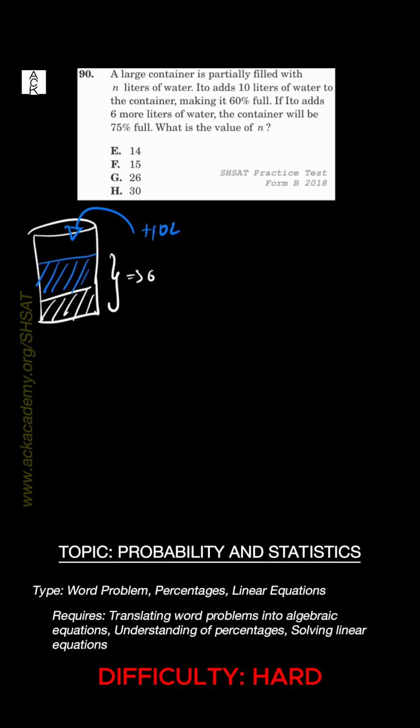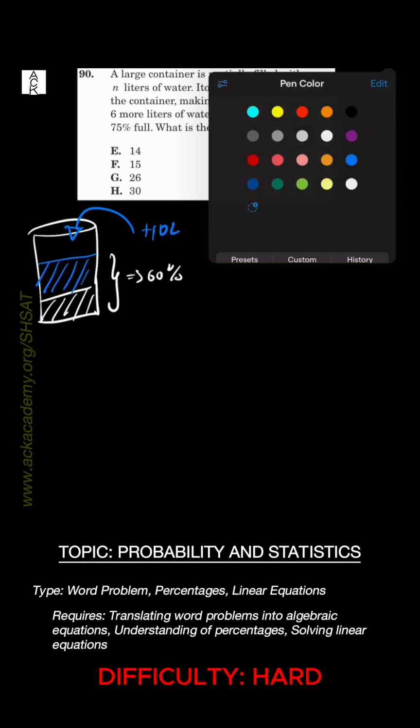Alright, so just for explanation here, let's draw what this looks like. It's filled with some n liters of water. Let's just say that's the n liters of water. And then Ido adds 10 liters of water to this container. So Ido adds plus 10 liters of water, and that makes it 60% full. This is the first case, okay?